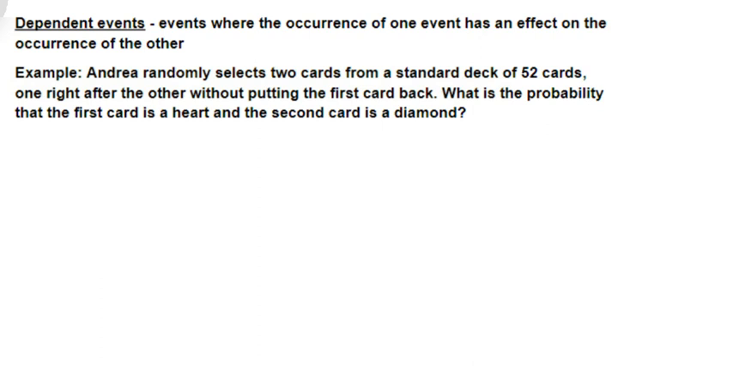All right. Next, we are going to talk about dependent events. Dependent events are events where the occurrence of one event has an effect on the occurrence of the other. It's maybe a simpler way of saying that the first one directly impacts the second one in some way. And generally speaking, it's in the number of available outcomes.